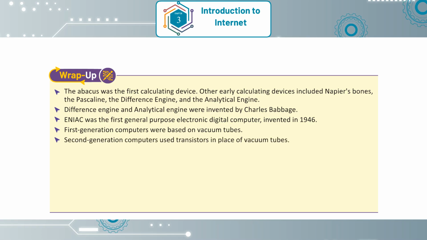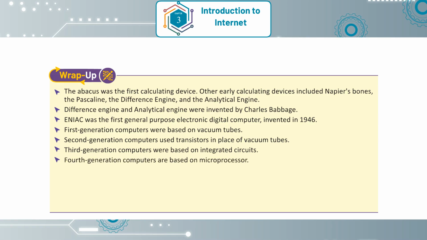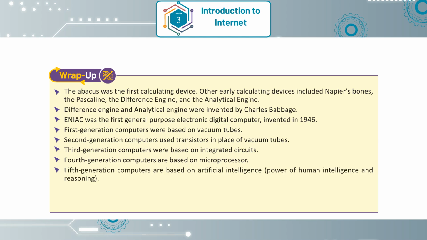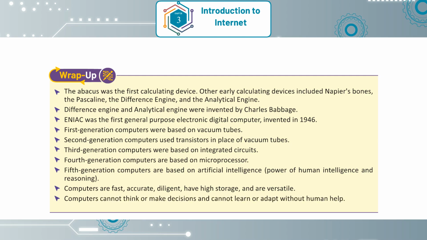Second-generation computers used transistors in place of vacuum tubes. Third-generation computers were based on integrated circuits. Fourth-generation computers are based on microprocessors. Fifth-generation computers are based on artificial intelligence, the power of human intelligence and reasoning. Computers are fast, accurate, diligent, have high storage, and are versatile. Computers cannot think or make decisions and cannot learn or adapt without human help.